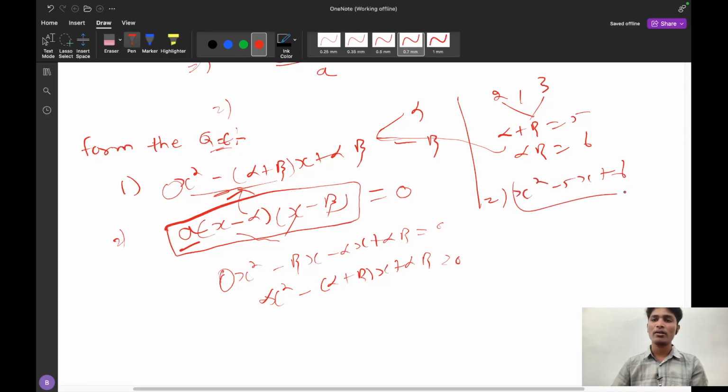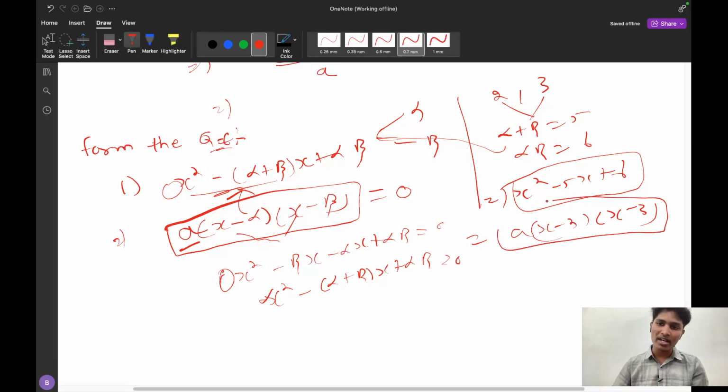This is the equation. But what if I want to write it in this format, x minus 2 into x minus 3? I have to multiply with a. So if two roots are given and I have to form the quadratic equation, this is the answer. This is the original answer, we know, but there are some instances where you have to understand how we can form the quadratic equations by using the two roots alpha and beta. This is a thing you have to understand. Yes?